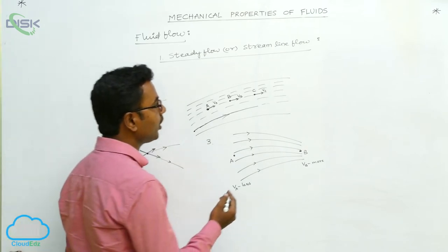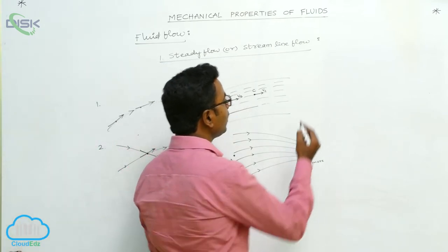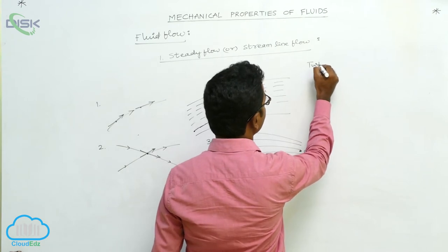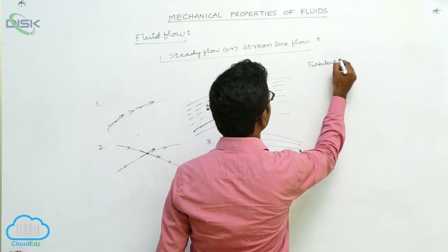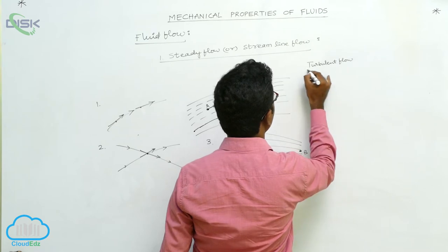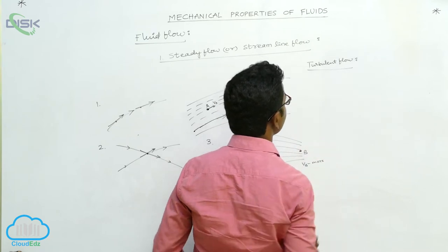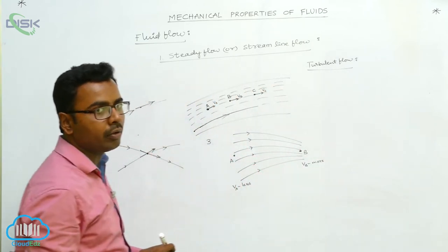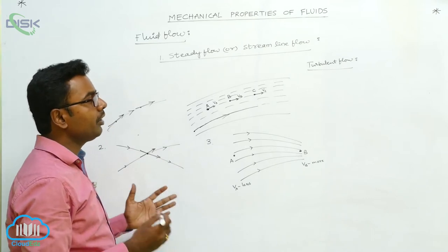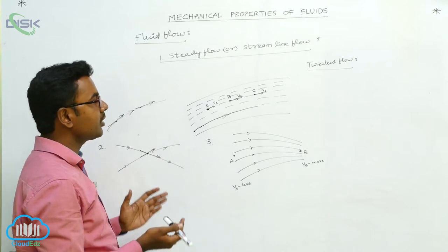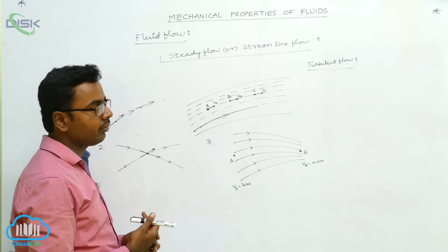Next, we discuss turbulent flow. Simply, steady flow is a slow flow, turbulent flow is a heavy flow. But how do we define turbulent flow? Turbulent flow is just opposite to the streamline flow or steady flow.